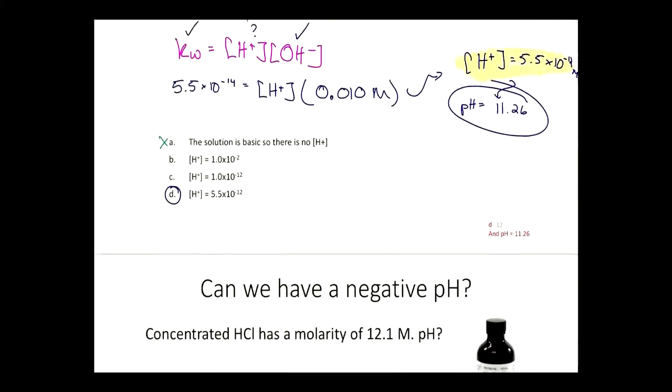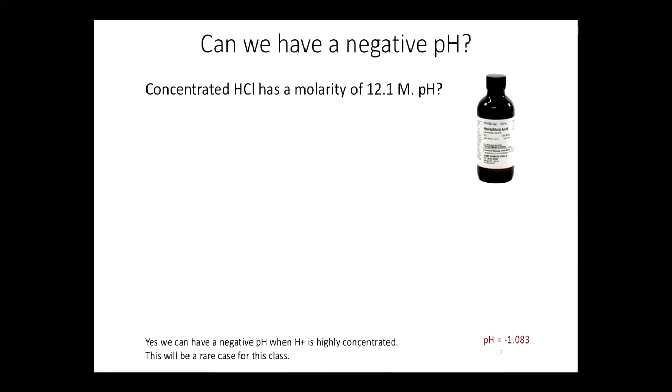Okay. All right. One more, I guess. Yes. Can we have a negative pH? Let's find out. So you've probably worked with concentrated HCl in lab. Okay. So if you've ever worked with the concentrated HCl, looked at the bottle, it usually has the concentration of a molarity of 12.1 molarity. So how would we calculate the pH?